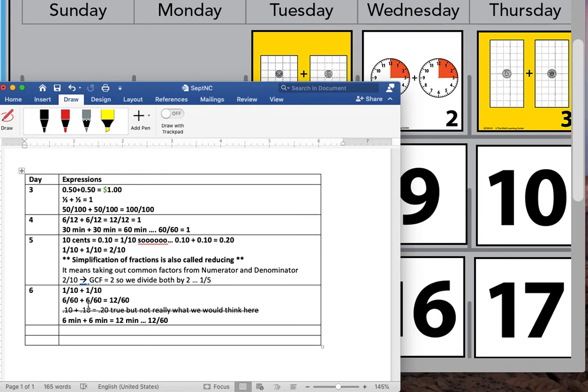6/60ths plus 6/60ths is 12/60ths. And here, just to understand 12/60ths, we might want to simplify that. And it does simplify down to 1/5. We don't really talk about 1/5 of an hour, so we might just leave it, 12 minutes or 12/60ths. And this is just an introduction of how we're working with clocks and money models to do fractions.